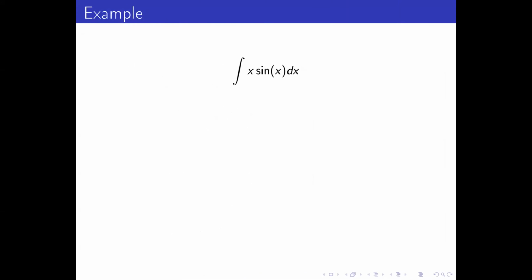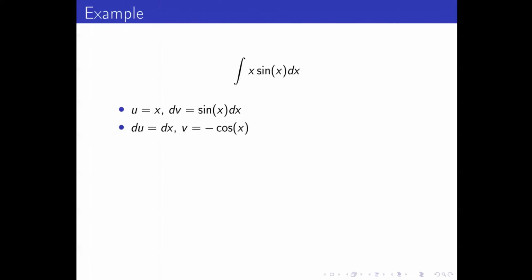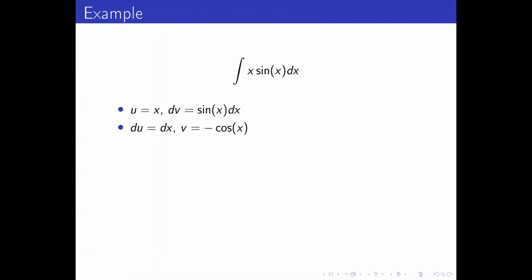Yes, that's right. So u is x, and v is minus cosine x. And that is because if you guess u, then you have to find v so that v' is sine x, right? So you get v is minus cosine x.